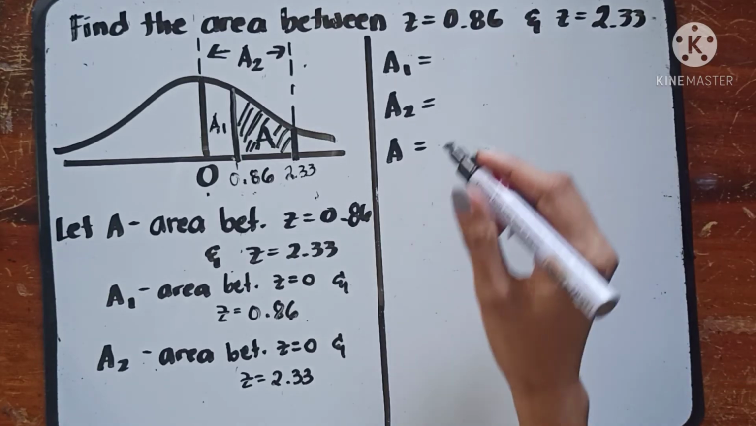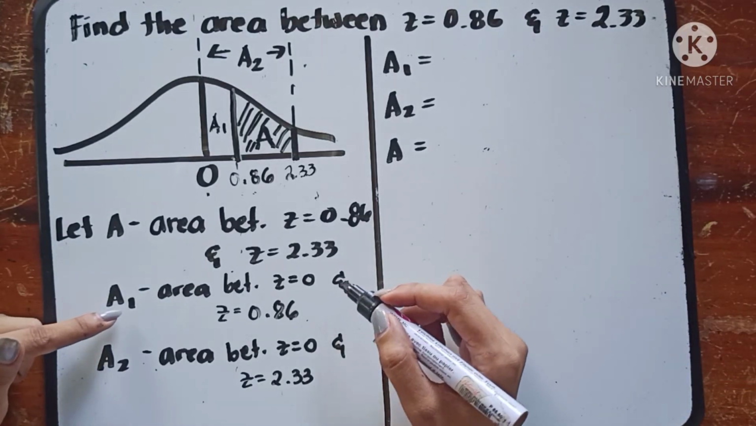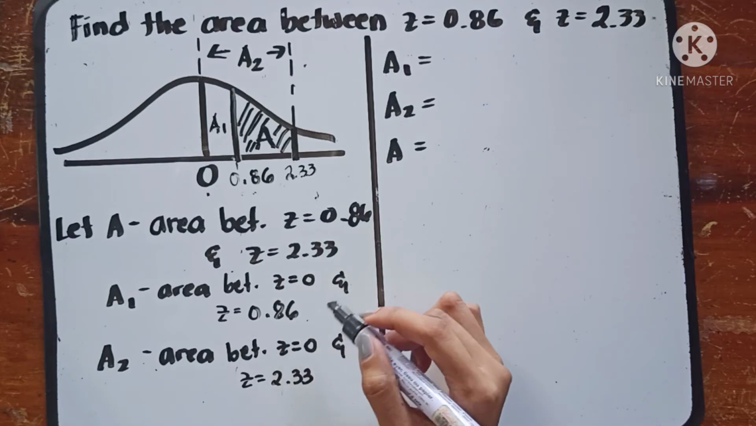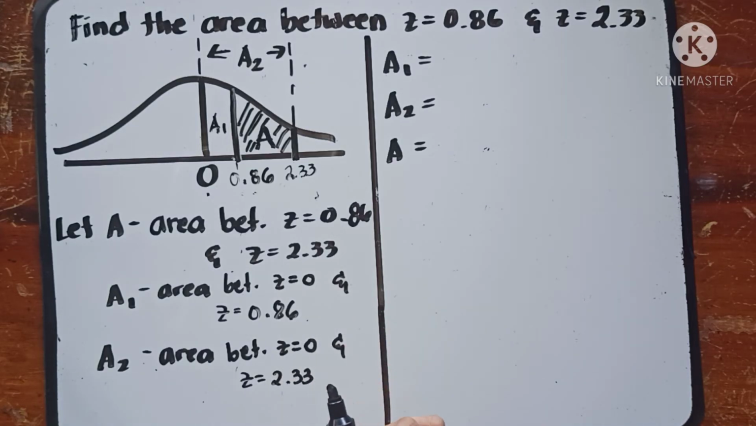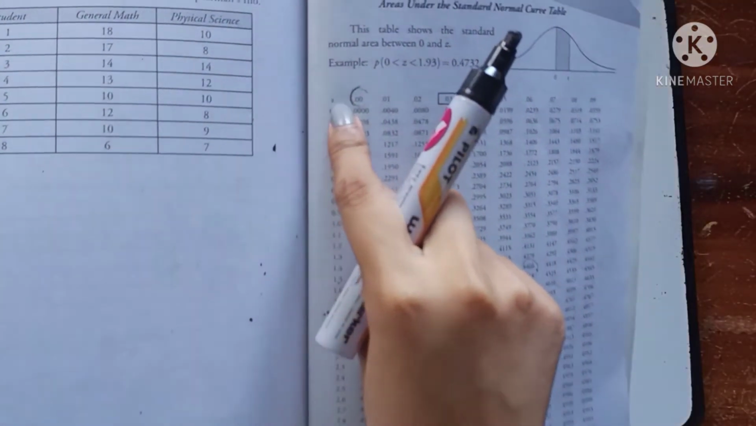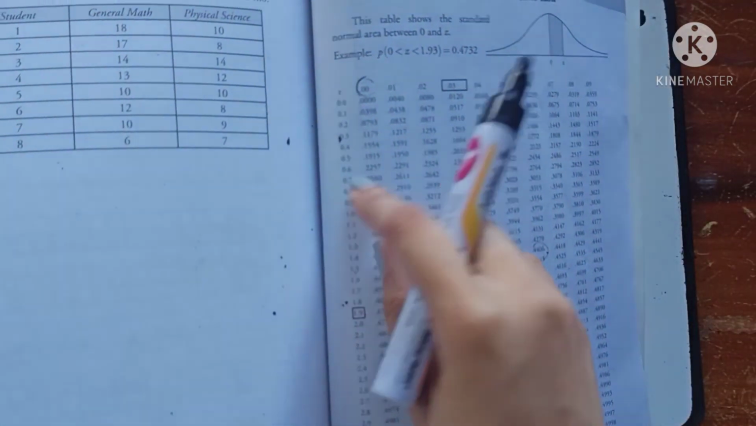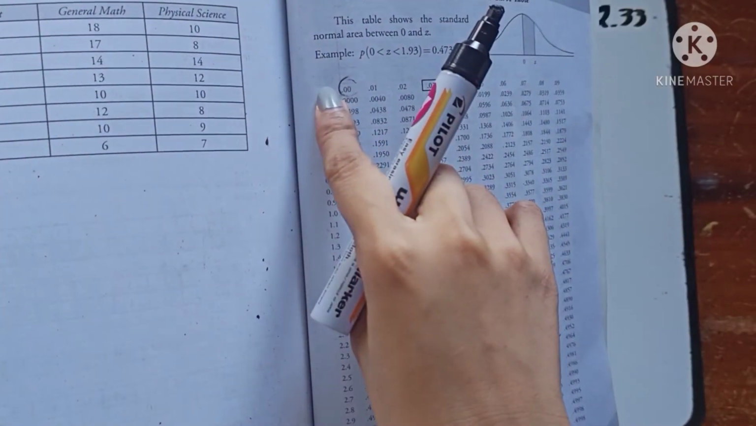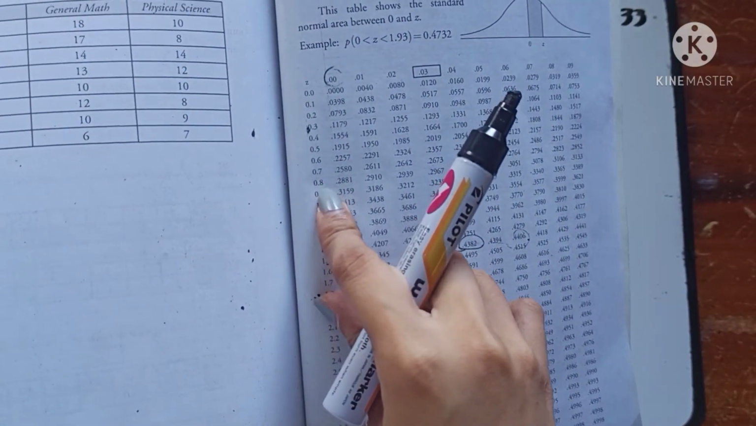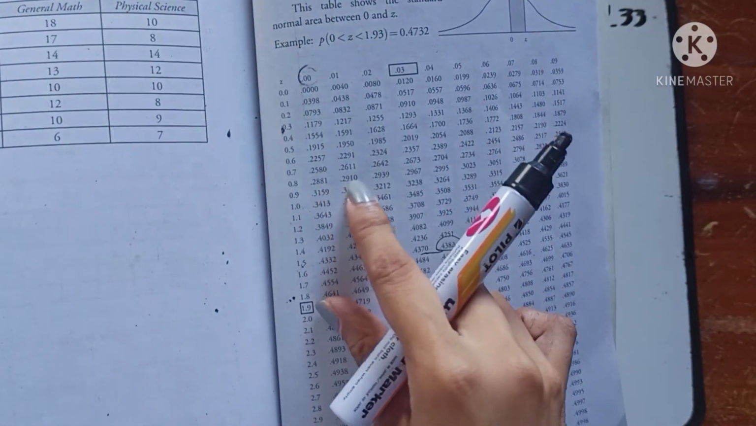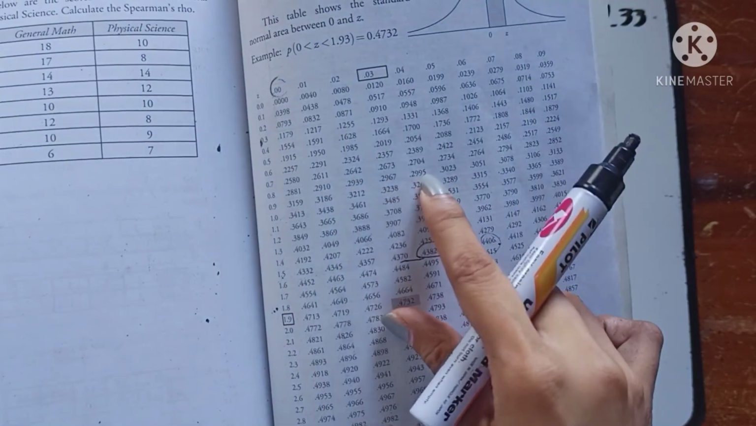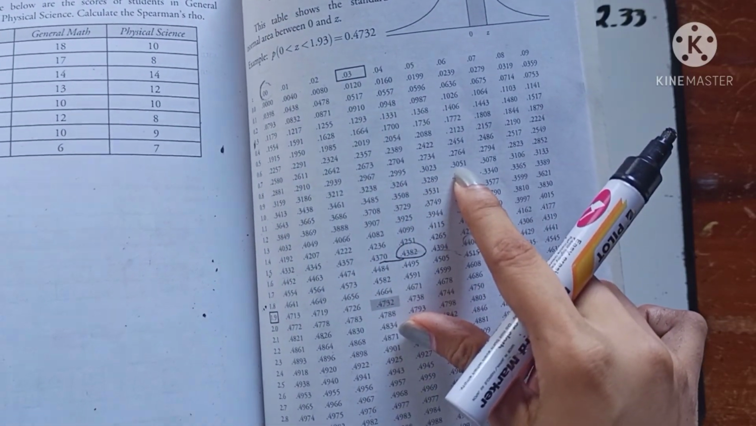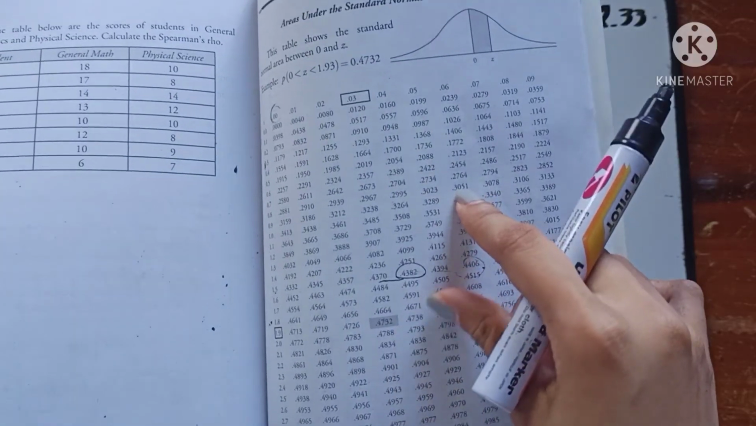Okay? So, yung A sub 1 natin, again, A sub 1 is the area between Z is equal to 0 and Z is equal to 0.86. So, from our table, hanapin yung 0.86. This is for A sub 1. Hanapin si 0.86. So, again, sa paghahanap, hanapin si 0.8, 0.80, 81, 82, 83, 84, 85, 86. Okay? 0.86.